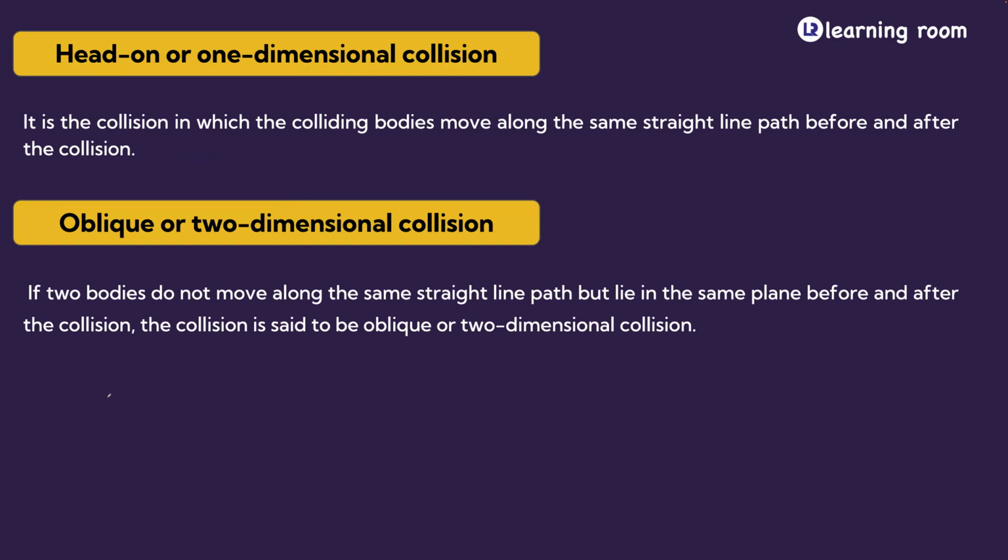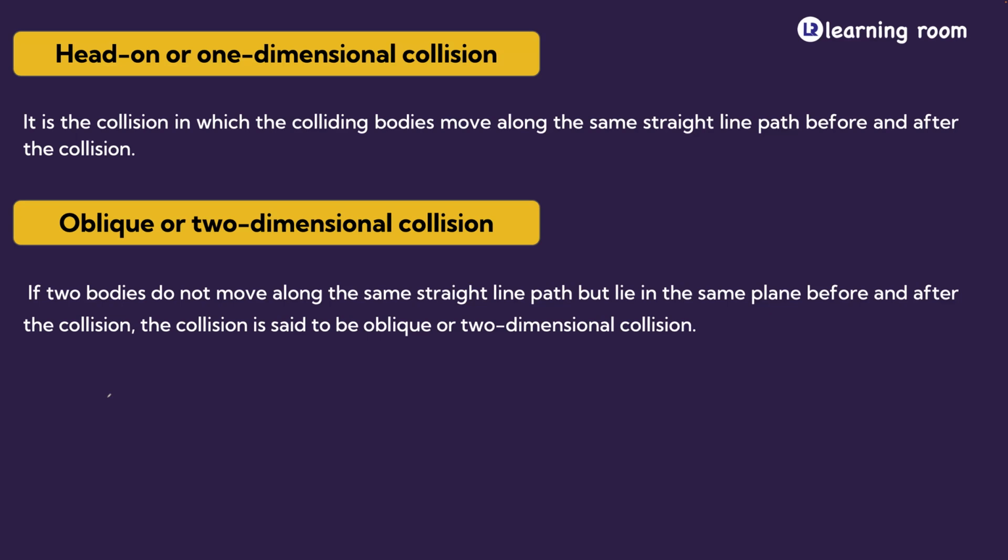The next one is, so I told you basically collision is classified into two types. What are they? Elastic and inelastic. On the basis of what? On the basis of whether there is a loss in kinetic energy or not. If there is no loss in kinetic energy, you call it as elastic. If there is a loss in kinetic energy, you call it as inelastic. Simple.